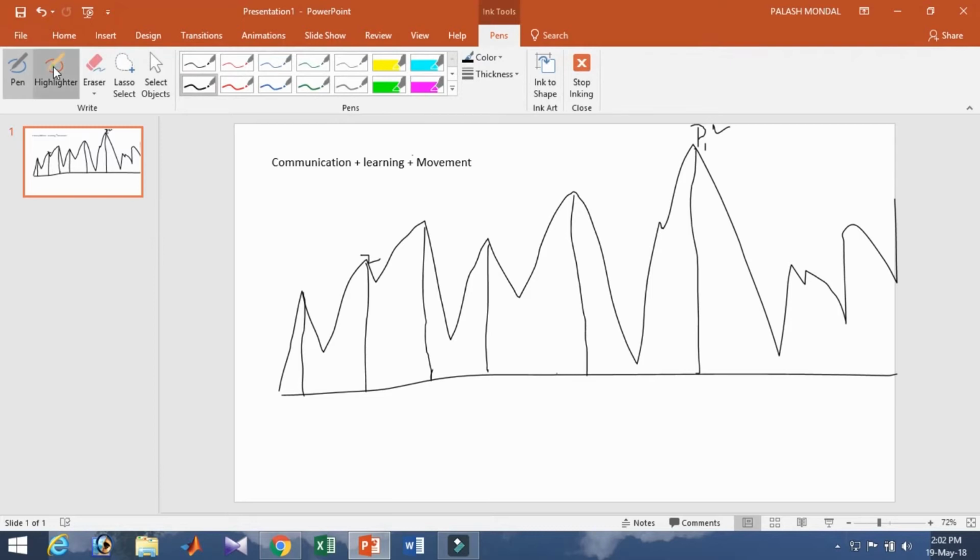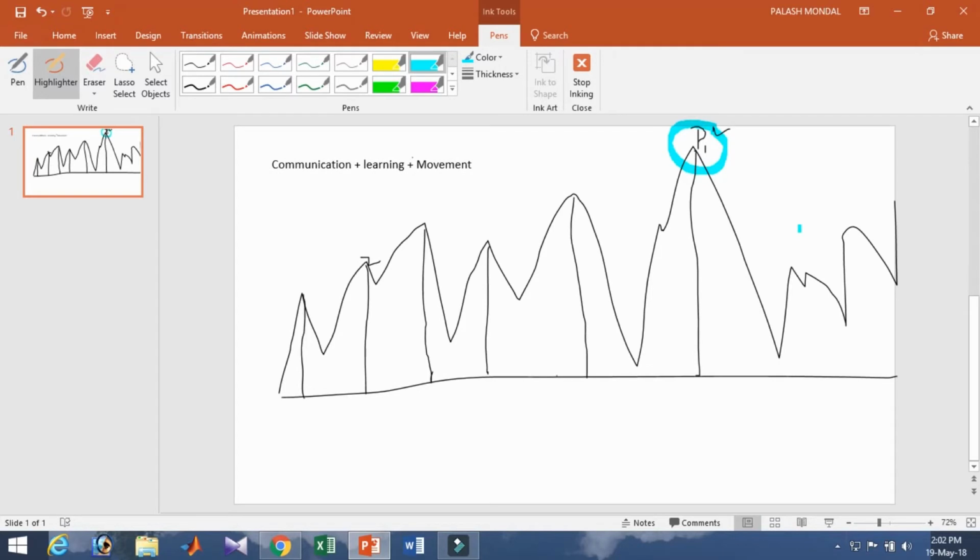P1 is now on the highest mountain. This position, P1 is now on the highest mountain. So they come to this decision. In this scenario, they come to the decision that P1 is on the highest mountain. So this is communication, and from the communication they learned something and they moved to find the best solution. That's why they get the exact value, the very highest mountain.